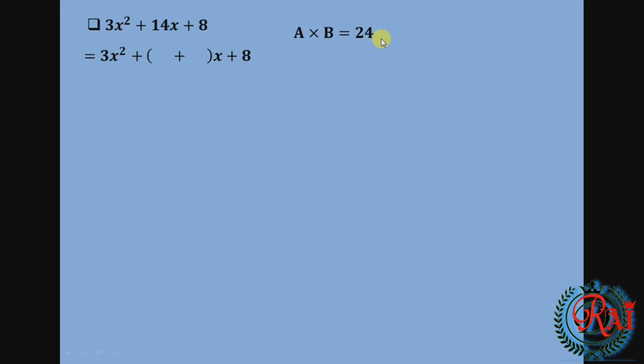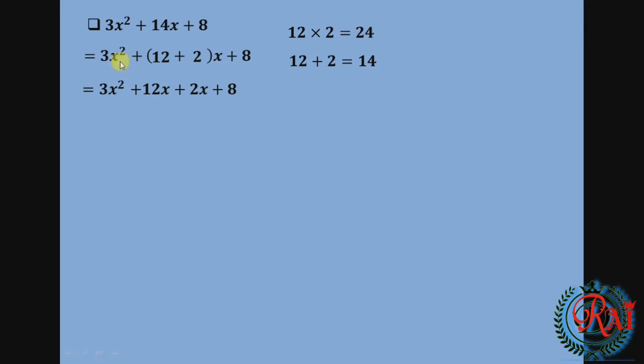So now we need two numbers that multiply with each other to equal 24, and when added up equal 14. So the two numbers are 12 and 2. 12 into 2 is equal to 24. 12 plus 2 is equal to 14. So the two numbers are 12 and 2.